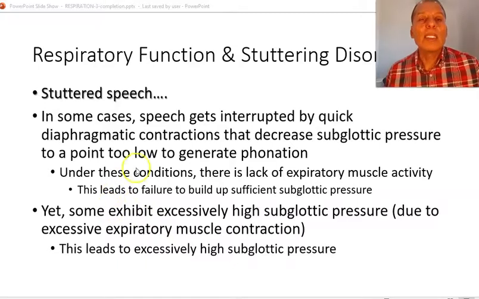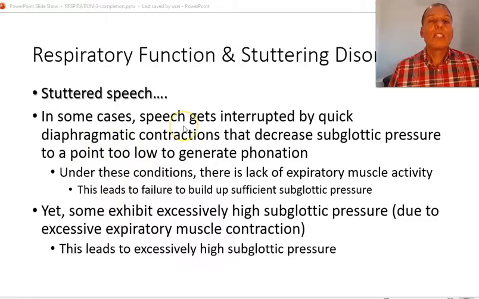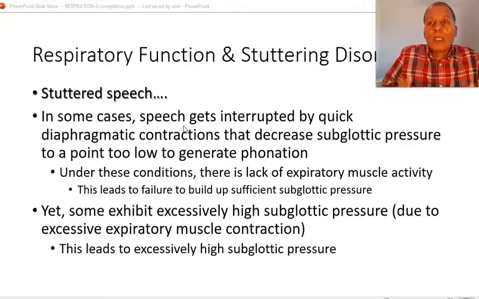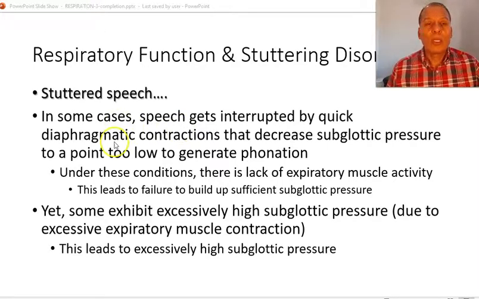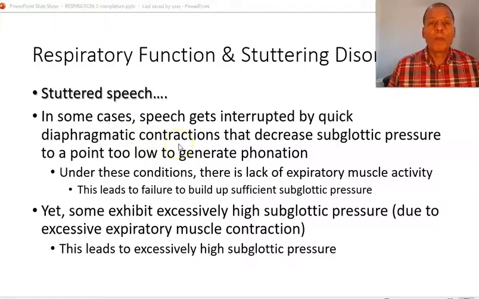In other cases, sometimes the speech gets interrupted by quick diaphragmatic contractions, almost like the hiccups. The hiccups are caused by the diaphragm just pulling or contracting out of control. So these contractions will decrease subglottic pressure.